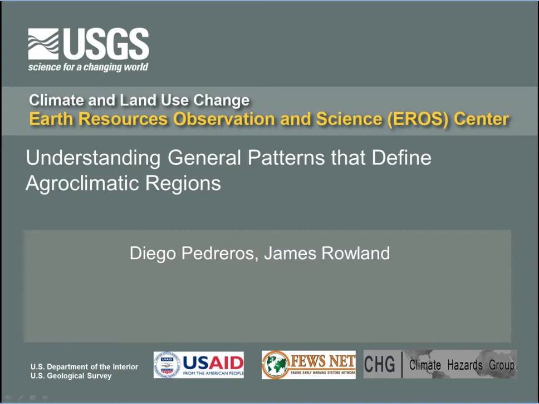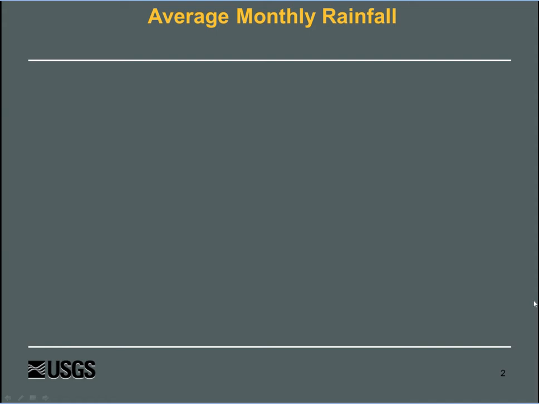Okay, so this is the explanation of the PowerPoint. I'm calling it Understanding General Patterns that Define Agroclimatic Regions. So the goal of this presentation is to bring the trainees together to understand a series of parameters or variables that at the end we put together.